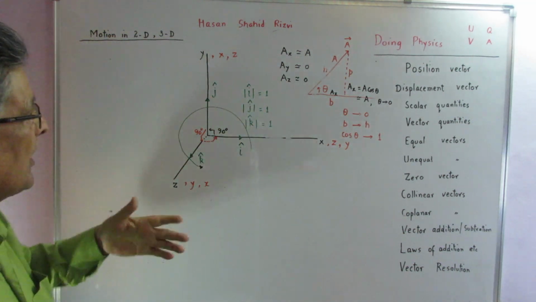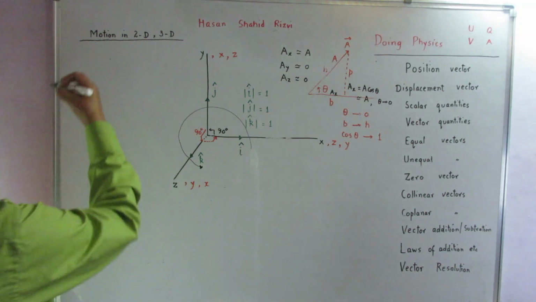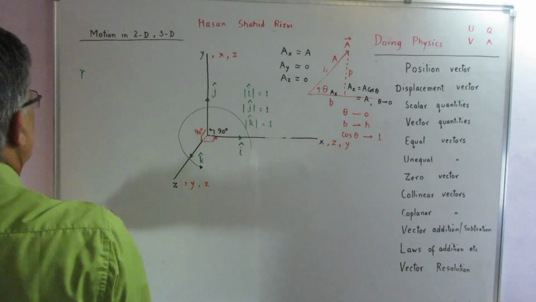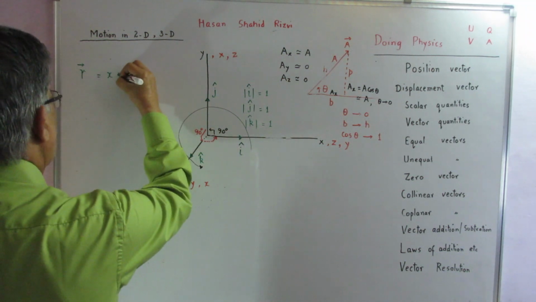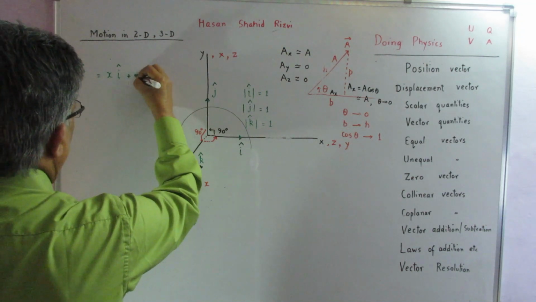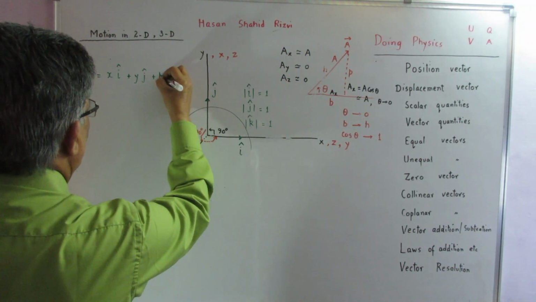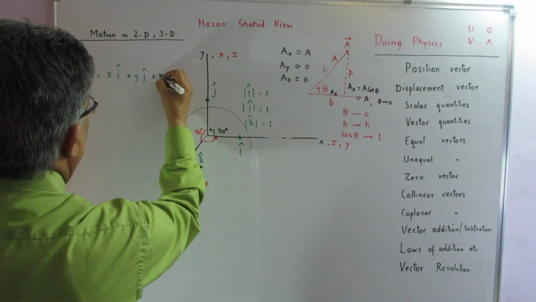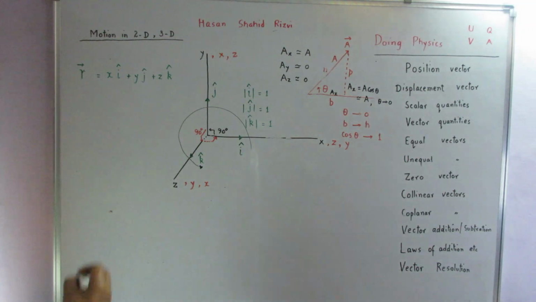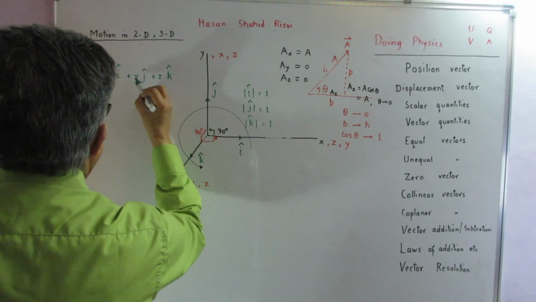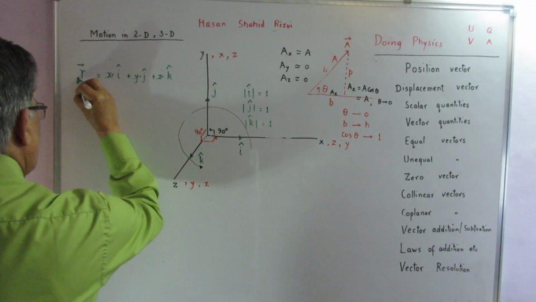In the next lecture, which I will take up shortly, I will show you how a vector r, whether it is a position vector, can be written with its components as the component x, which is a scalar, times i cap, plus the component y times j cap, plus the component z times k cap, where x, y and z are variables.